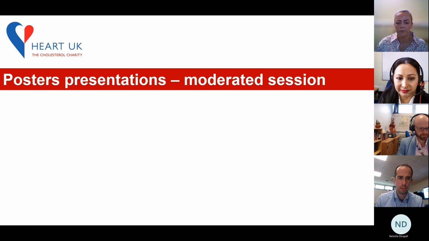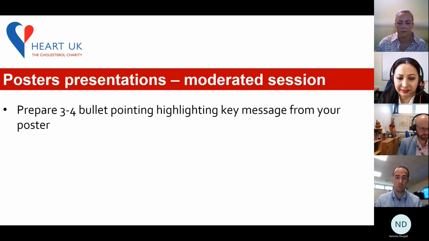So let's discuss the 2 types of posters. Firstly, for the moderated posters, authors are requested to be available by their poster as a judging panel will be circulating during this time to discuss your work. The attending author must be ready with 3 to 4 bullet points highlighting key messages from your poster, followed by discussion with the judging panel.